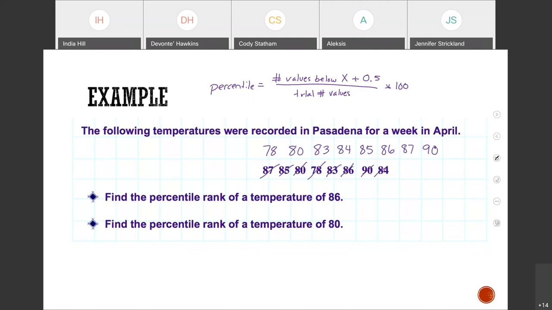So we're looking for a percentile rank for 86. This is the one we're looking at. And the formula wants to know, first of all, how many numbers are less than 86? So now I can just count: 1, 2, 3, 4, 5. There are 5 numbers that are less than the one we're looking at. So I'm going to put a 5 in my formula first.